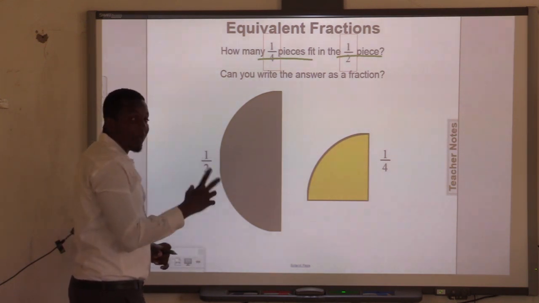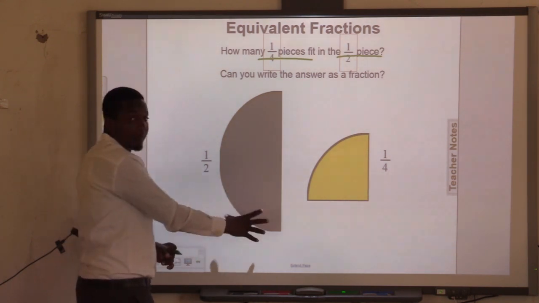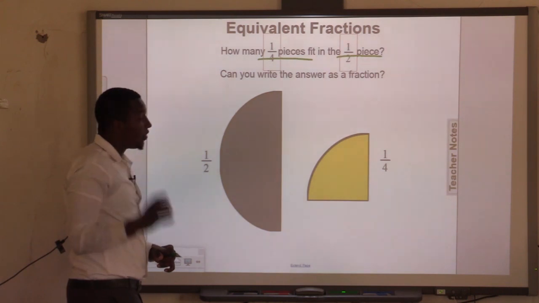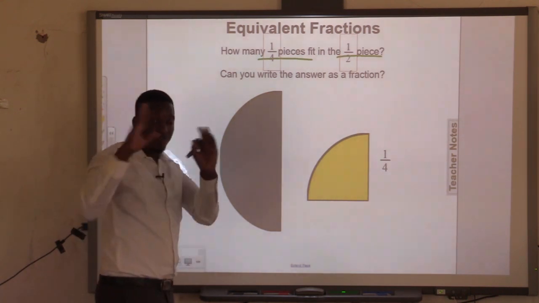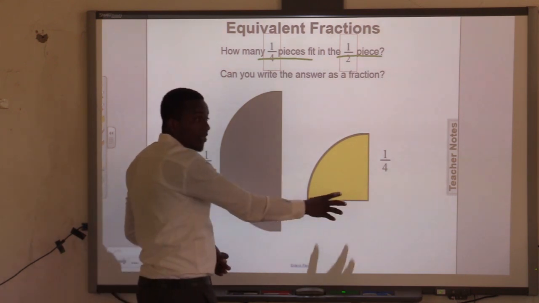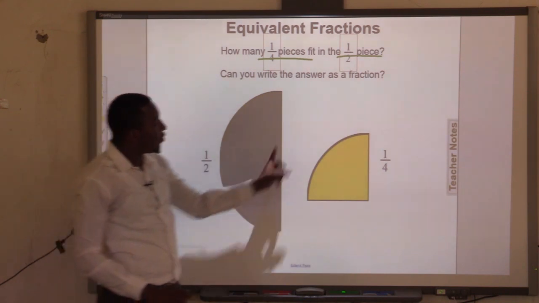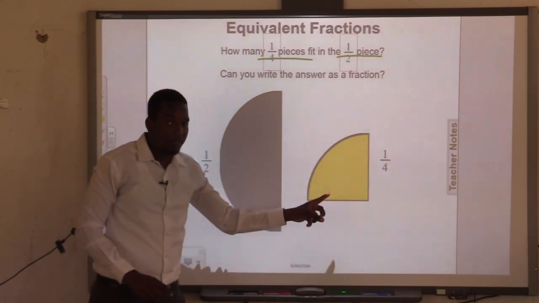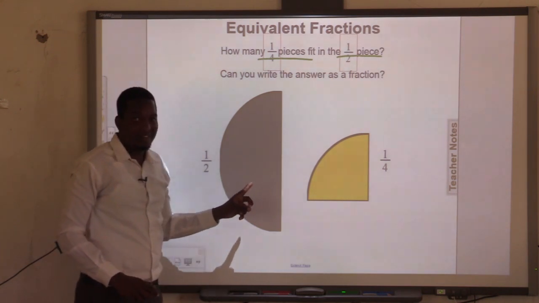We have a circle that is divided into two parts. Only one part of it is what we are seeing here. And we have another circle that is divided into 4 parts. Only one out of those 4 parts is what we are seeing here. Now what we are asked is, how many of the one that is divided into 4 parts can you have in the one that is divided into 2 parts?